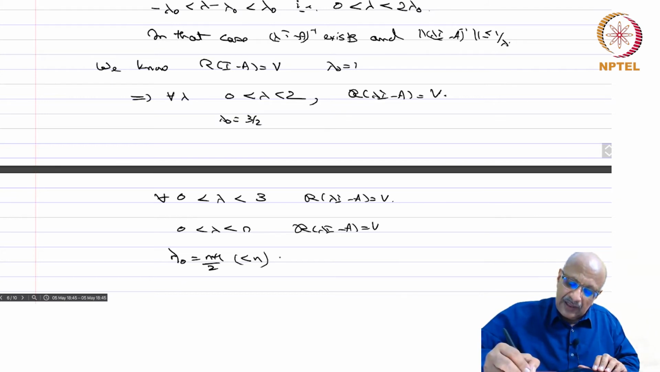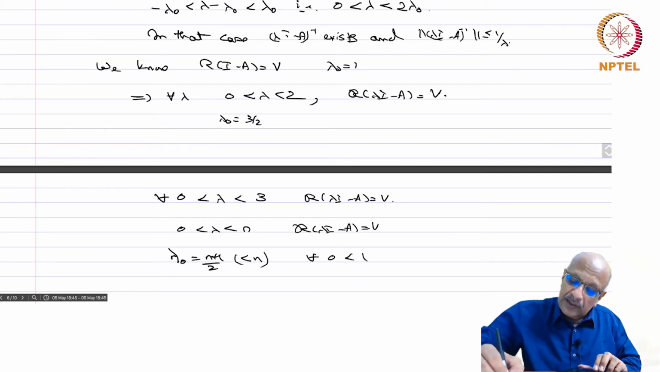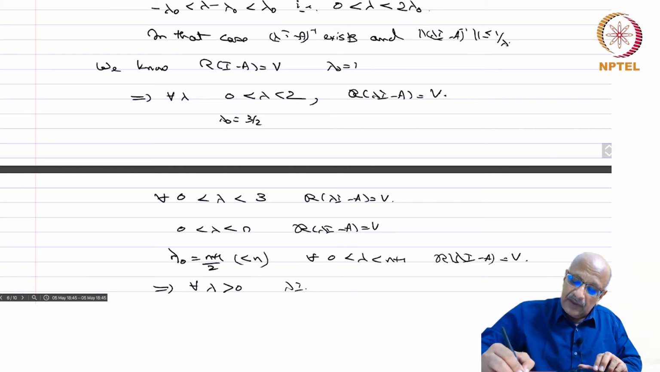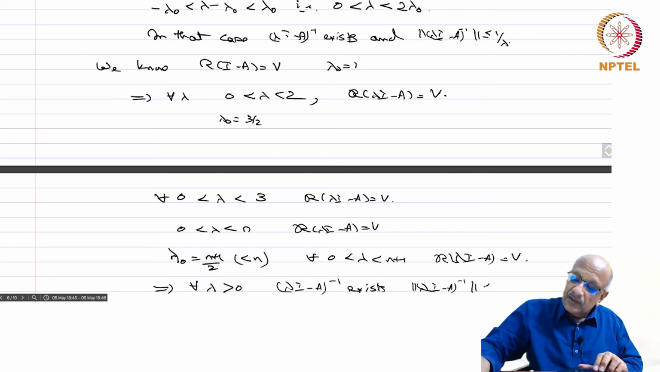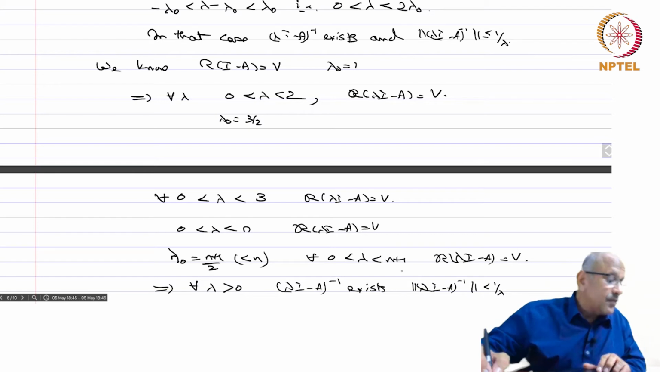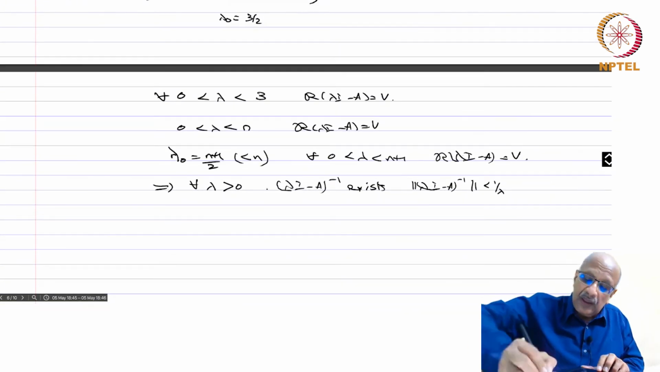Because 2n minus n is greater than 1, okay. And therefore, this implies that for all 0 less than lambda less than n plus 1, we have range of lambda I minus A equal to B. So, this implies for every lambda positive, we have lambda I minus A inverse exists, and the norm of lambda I minus A inverse is less than 1 by lambda, because range of lambda I minus A equal to B. So, we have proved this, okay. So, this is the proof of the theorem.